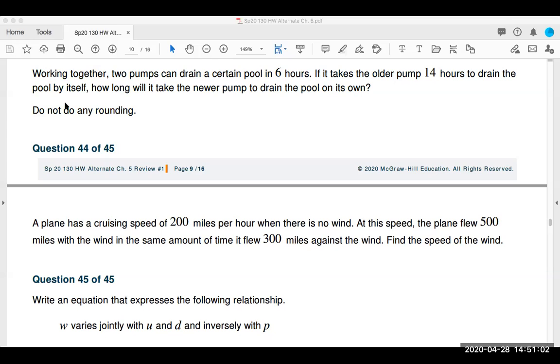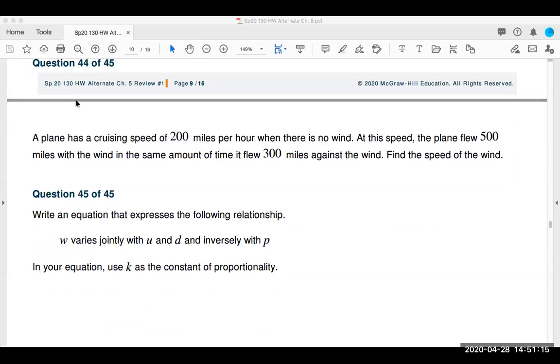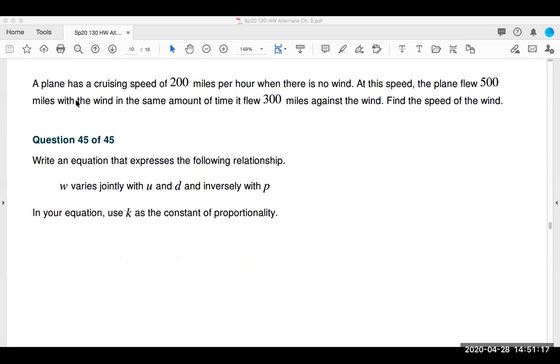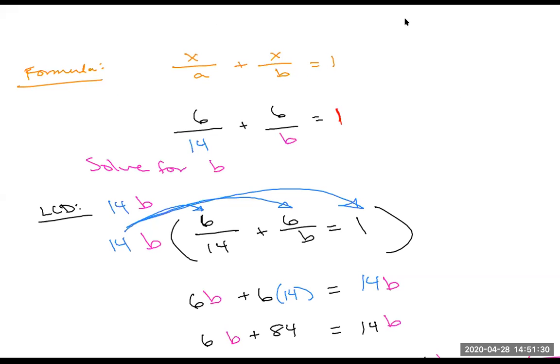Okay, so number 44. A plane has a cruising speed of 200 miles per hour when there is no wind. At this speed, the plane flew 500 miles with the wind, and in the same amount of time, it flew 300 miles against the wind. Find the speed of the wind. I would suggest having this paper in front of you so that when I go to the whiteboard, you'll be able to follow along. This is number 44.